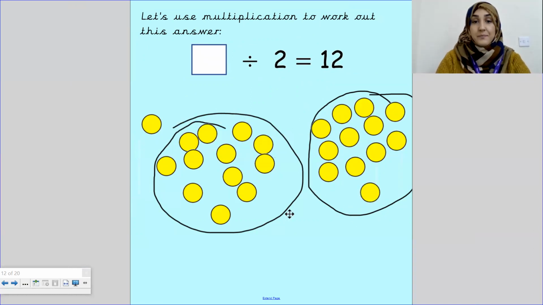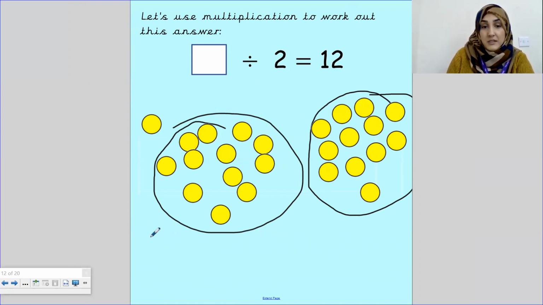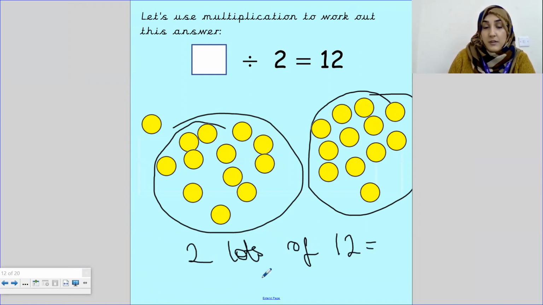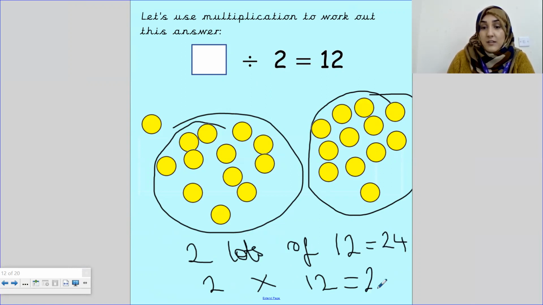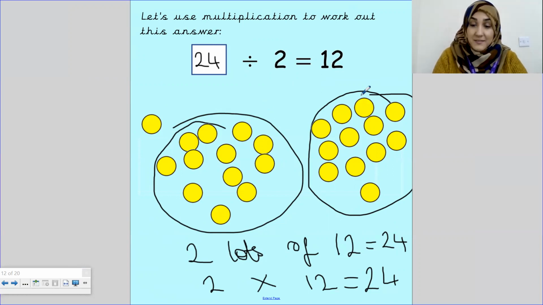Pause the video here, Morris class, and tell me which multiplication sentence we are going to write for these two equal groups. We've got two lots of how many in each group? Well done, 12. 2 multiplied by 12 equals how many altogether? Pause the video here to count. Counting your twos. Well done, 24. So the total amount is 24 divided by 2, which equals 12.